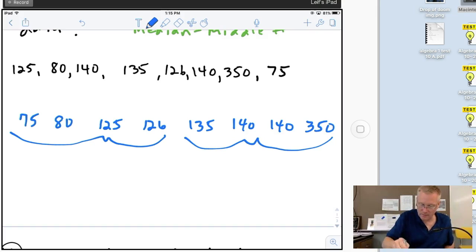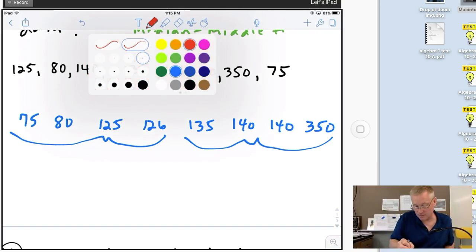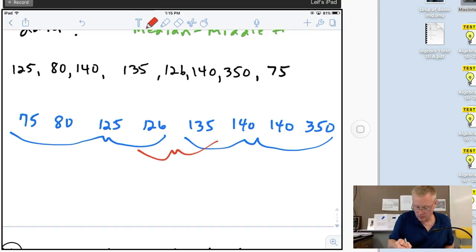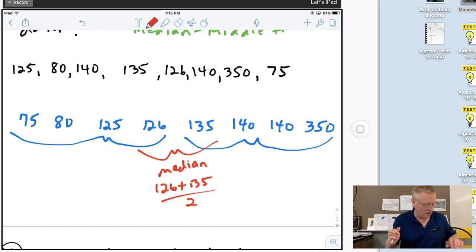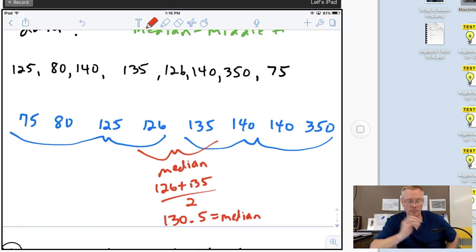There we go. All right, my median is going to be the average of the 2 middle ones because there's 2 in the middle. So my median will be 126 plus 135 divided by 2, okay? And when you punch that into your calculator, you get 130.5 equals the median. Okay, so there's my middle of the box. All right, we'll get to making a box and whisker in a little bit.